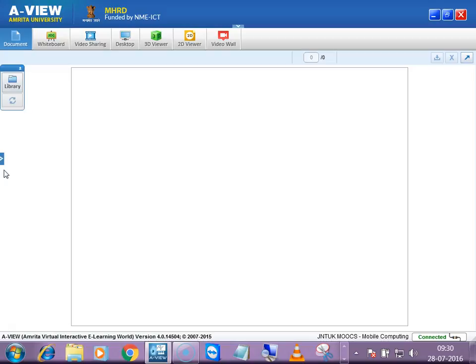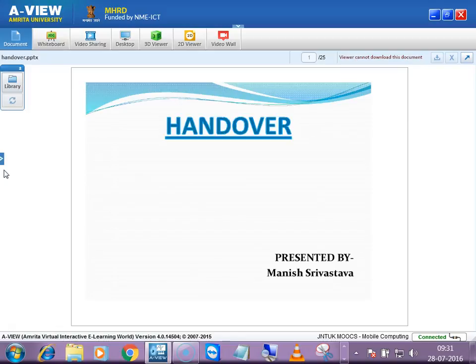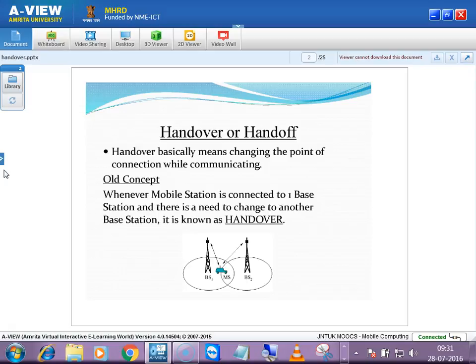Then GSM protocols. Okay. Yeah, it is visible, right?